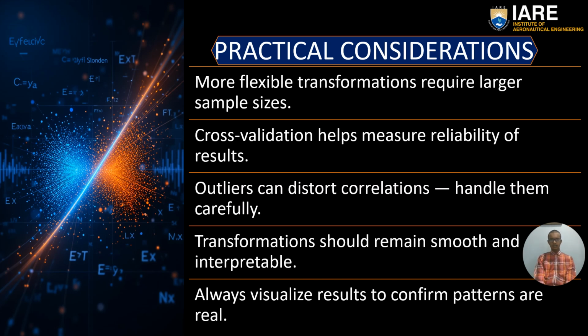And after that, the outliers. The outliers, or the extreme points, can distort correlations. So they must be handled carefully. And after that, the smoothness and interpretability. The transformations should not be overly complicated. They should remain smooth and interpretable. A smoother transformation is easier to explain and trust.